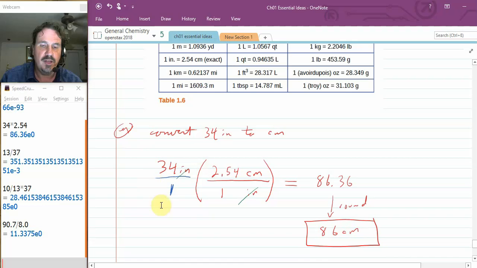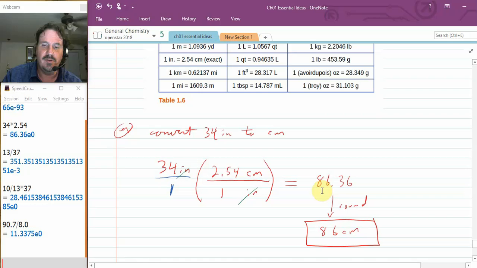Okay. And what about the numbers? Well, anything on the top, anything at all, you're multiplying by. Anything on the bottom, you're going to divide by. So in this case, 34 divided by 1 times 2.54 divided by 1. And you would just do this in your calculator, put that through. Turns out to be 86.36.